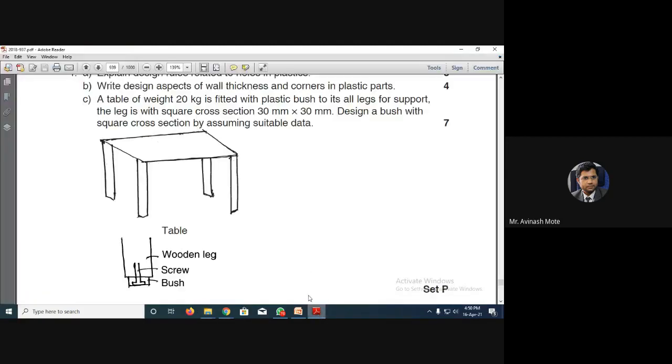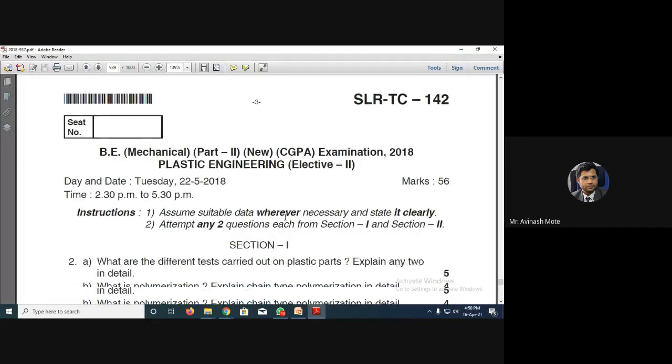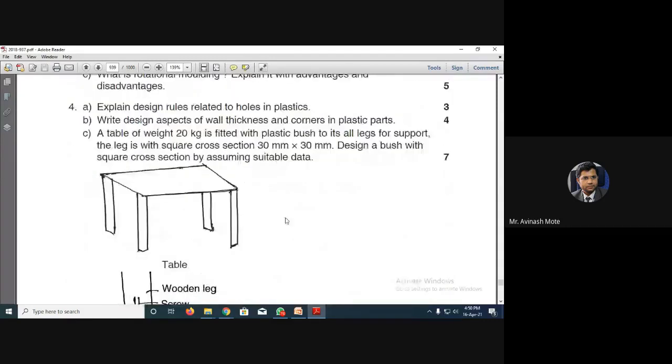Just a minute, I'll show you one example also. It was the question paper of May-June 2018. What is the question? See, designing is very simple. They are asking only a similar kind of question, only changing the component. Table of weight 20 kg. We have used a chair fitted with plastic bush to all its legs for support. The leg has a square cross section. Now they have mentioned here a square cross section. Nothing difficult. Size is also given.